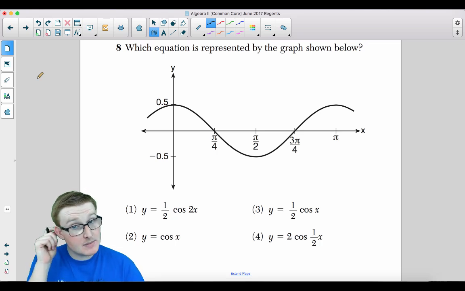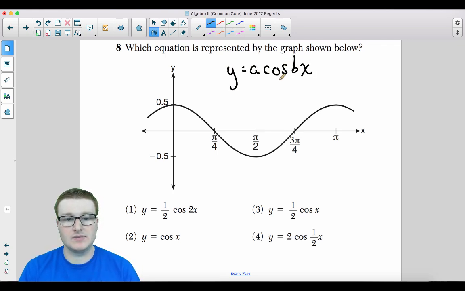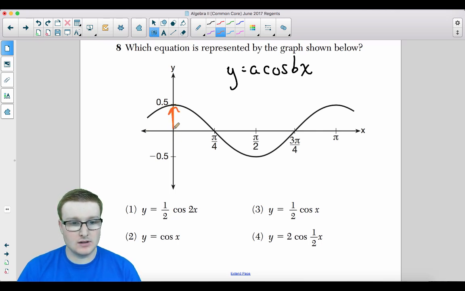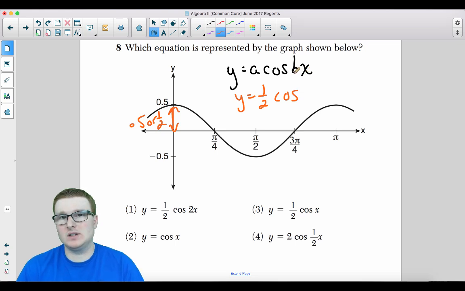Which equation is represented by the graph shown below? Okay. Clearly, this is going to be a cosine curve, which all of our answers are a cosine because it doesn't start at the origin. So we know that. Remember that the cosine curve is y equals a cosine b of x. That's typically what it is without the horizontal or vertical shifts. The amplitude, which is the distance from the midline up or down, so the amplitude is 0.5 or 1/2. Okay, so we have y equals a half cosine of, okay, now what's b?